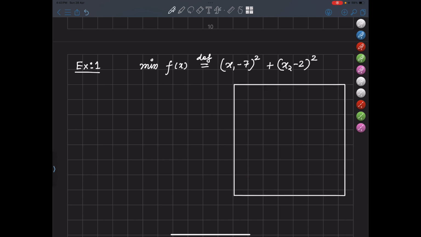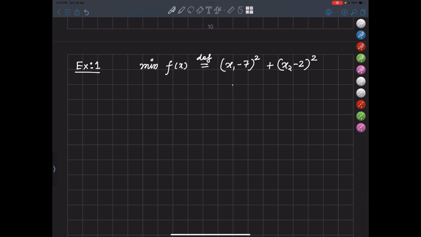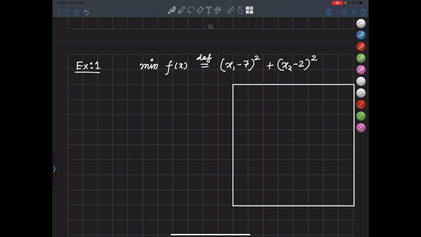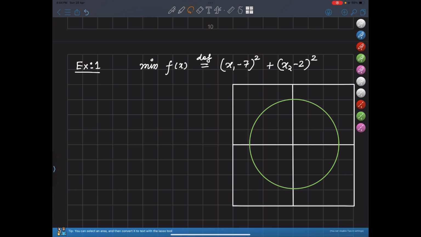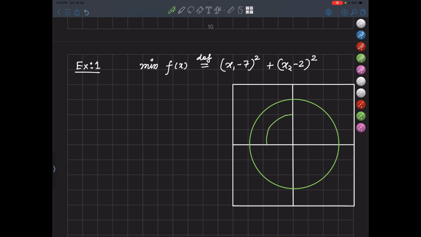Alright, so this is the contour map. Let me draw it again. So this is the contour map. This is the y-axis. This is the x-axis. And now let's draw a circle. So this will have circular contours. It's easy to see that.